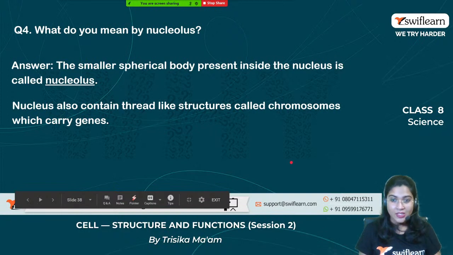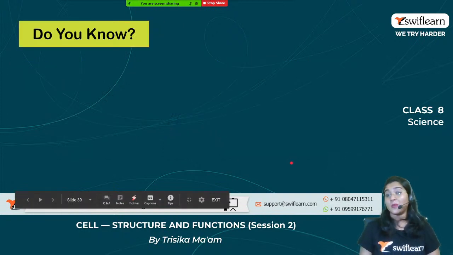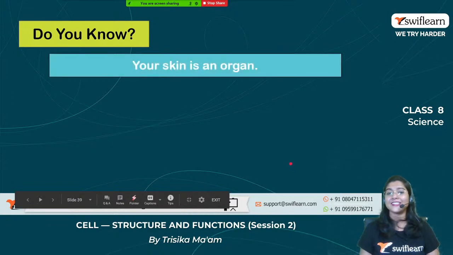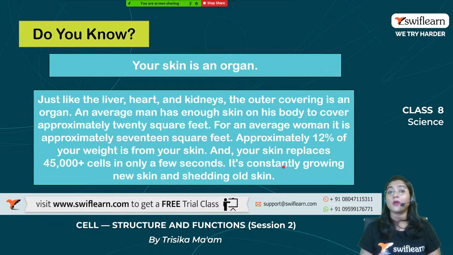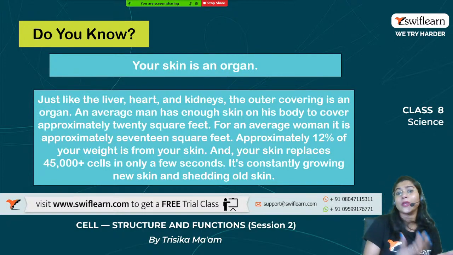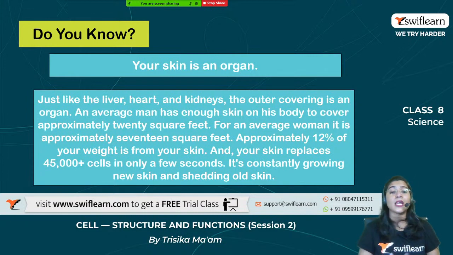Okay, so this is all about today's session, and now let me give you a very interesting fact. You already know that the skin is our vital organ, right? It helps us to feel everything, right? Exactly. So just like the liver, heart, and kidney, it is also an organ, the outermost covering of our body. An average man has enough skin to cover the whole body, approximately 20 square feet, and in the case of women approximately 17 square feet of the body is covered with skin.